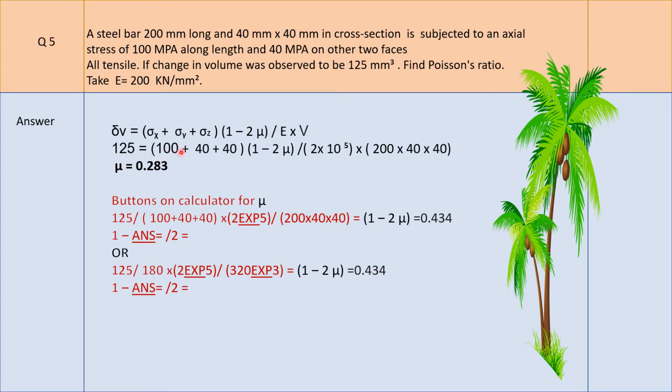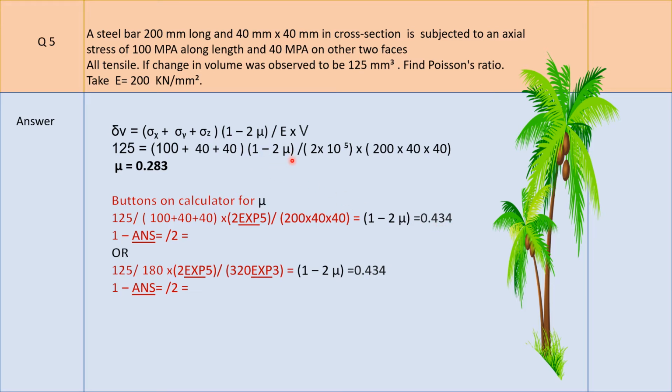125, then this divided by this bracket, then E when it comes here it will get multiplied, V when it comes here it will be divided by. So 125 divided by bracket open 100 plus 40 plus 40 bracket close, this will become into 2 exponential 5 divided by bracket open 200 into 40 into 40 bracket close is equal to. When you press is equal to you will get this figure 0.434, that is 1 minus 2 mu.